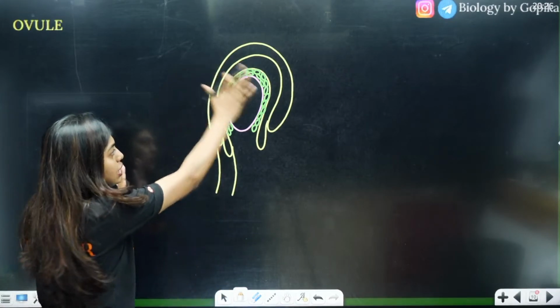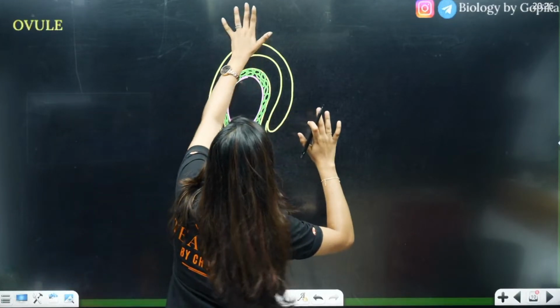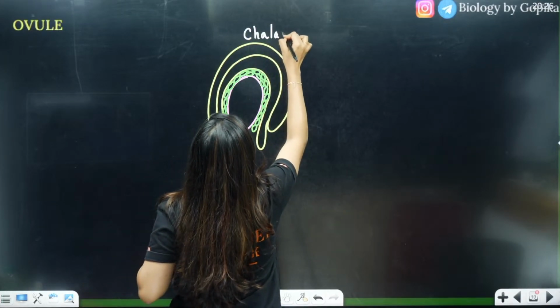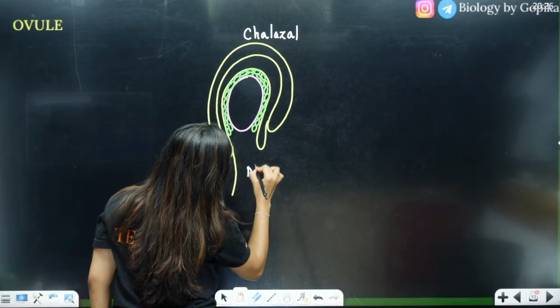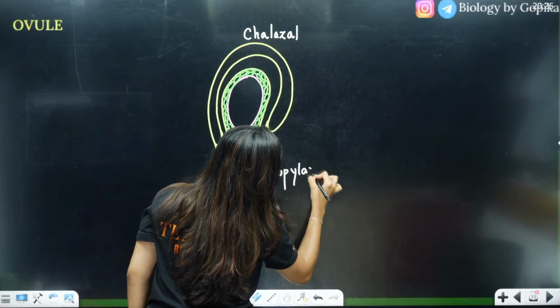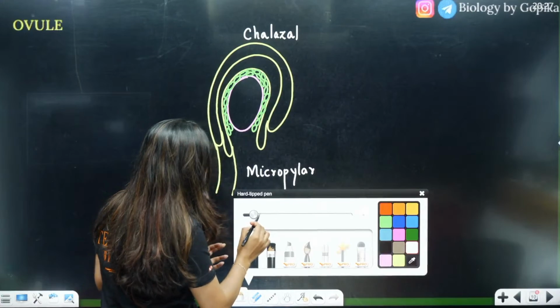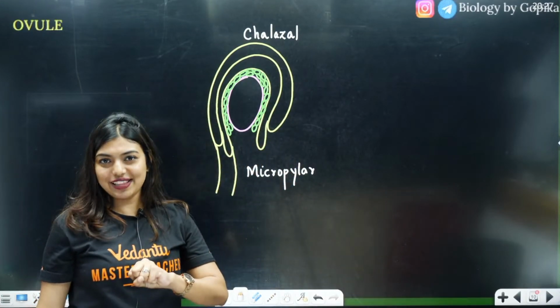Now look here, this is your ovule. Now let's try to learn what is there in the ovule. First of all, understand this portion is called your chalazal end. Okay, this portion where the opening is there, this is your micropylar end. Now, to protect the entire embryo sac, because inside the embryo sac, who is there? The queen is there. The egg is inside the embryo sac, right?